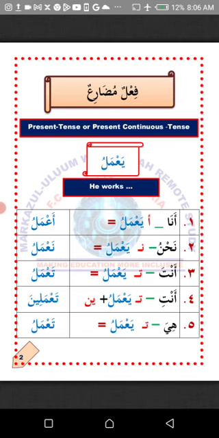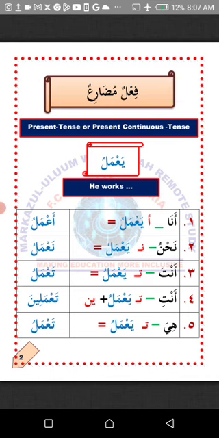Wahid, number one. Ana, I. So how do we change the verb ya'amal to suit ana? All you need to do is to detach ya'un and attach hamza. The verb ya'amal will now become a'amal, which means I work or I am working.